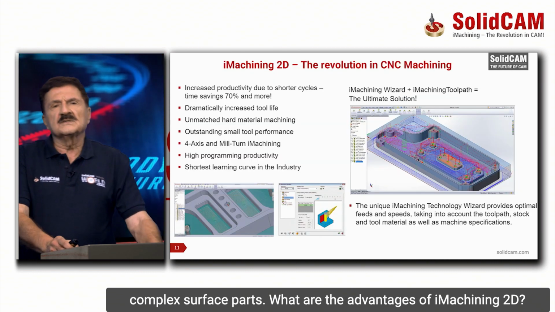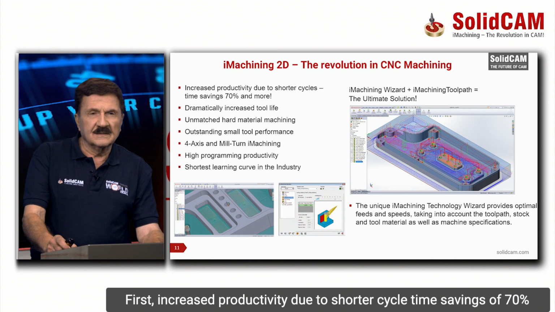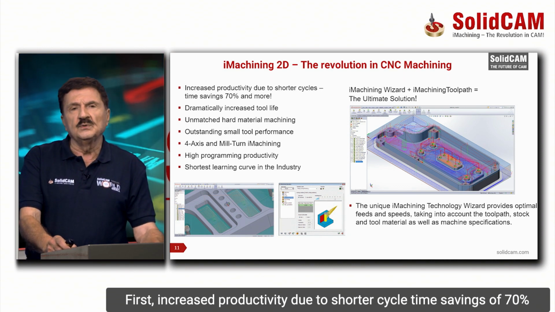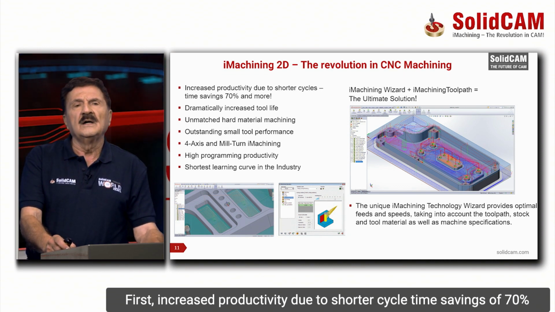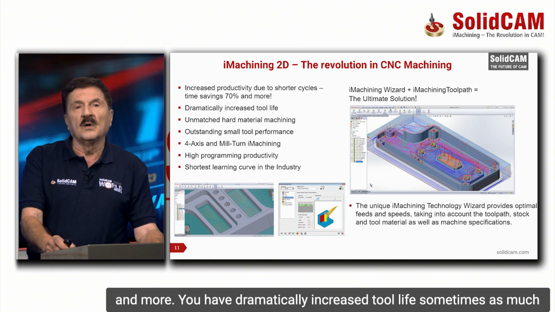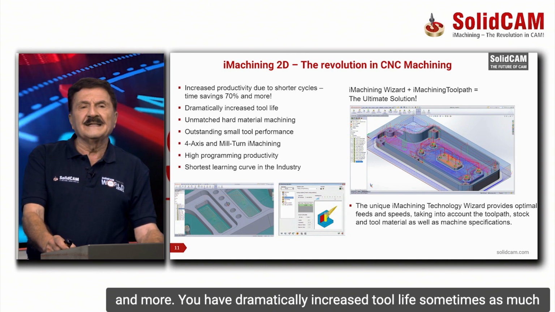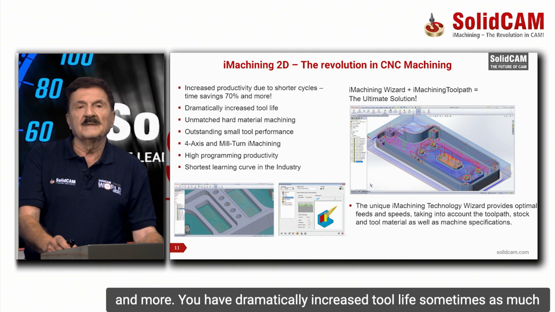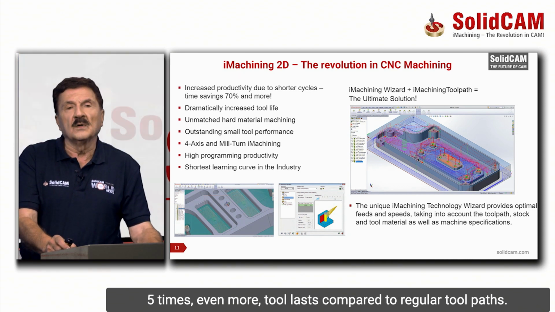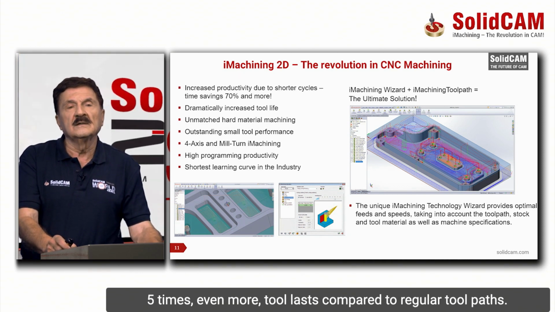What are the advantages of iMachining 2D? First, increased productivity due to shorter cycle times, savings of 70% and more. You have dramatically increased tool life, sometimes as much as 5 times, even more, that the tool lasts compared to regular toolpaths.